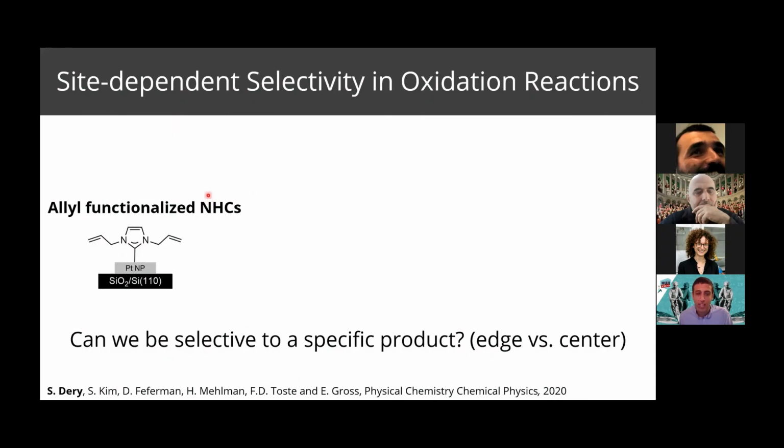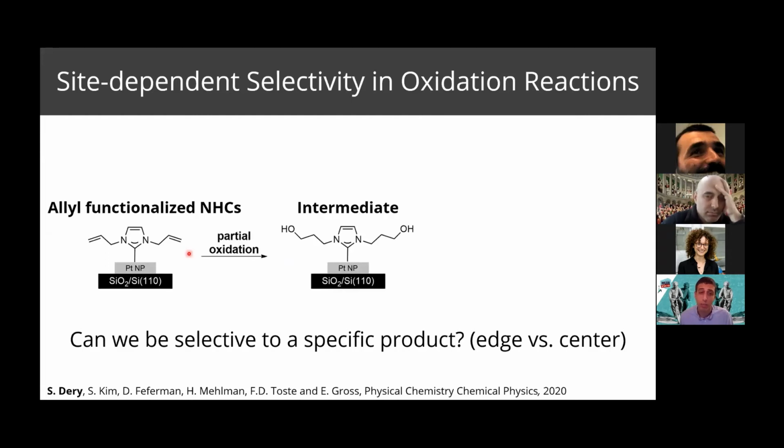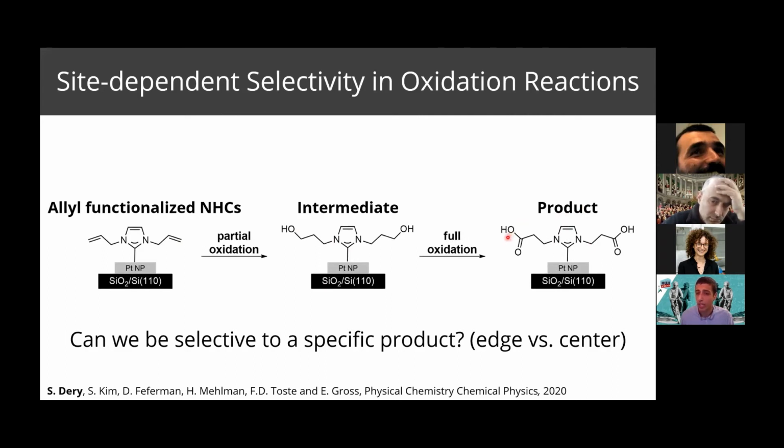But if we talk about selectivity, we need a different surface marker. For this reason, we use this double bond, this allyl functionalized NHC, because we can isolate an intermediate. It can be partially oxidized to an alcohol that you see here, or fully oxidized to a carboxylic acid. And again, the question that we ask is, can we be selective to a specific product? Or again, do we see differences between the edges and the center of the particle?